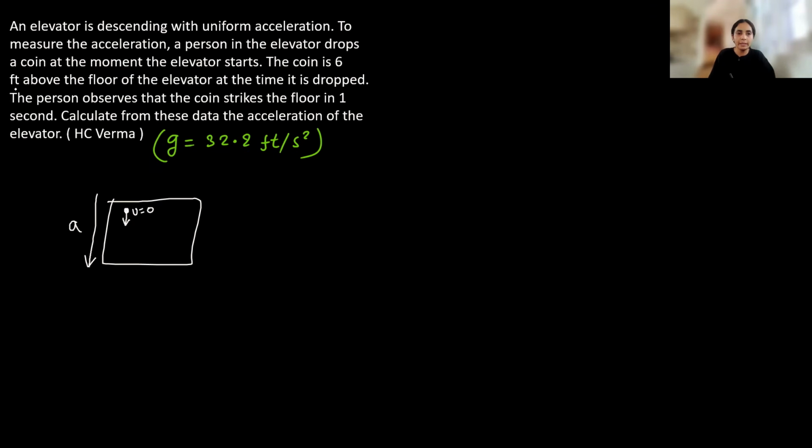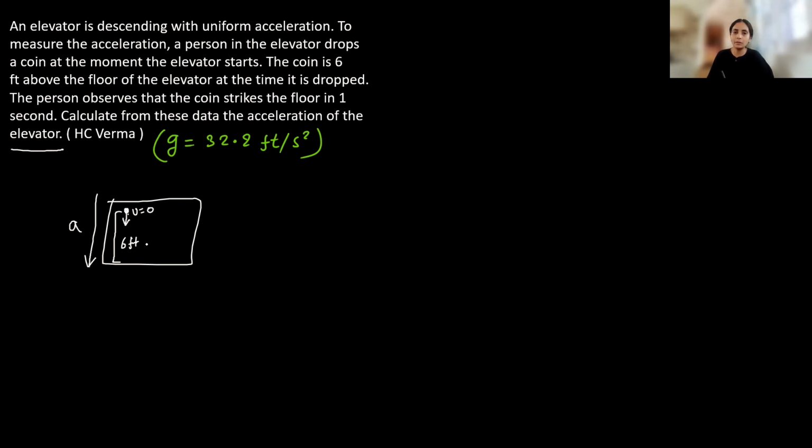Done. The coin is 6 feet above the floor of the elevator at the time it is dropped. So when you were dropping, how much was this separation? 6 feet. Now, the person observes that the coin strikes the floor in 1 second. The person is inside the lift, right? And that person is observing this coin hitting the floor in time 1 second. Calculate from this data the acceleration of the elevator.